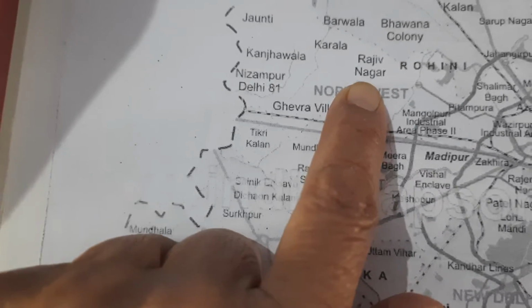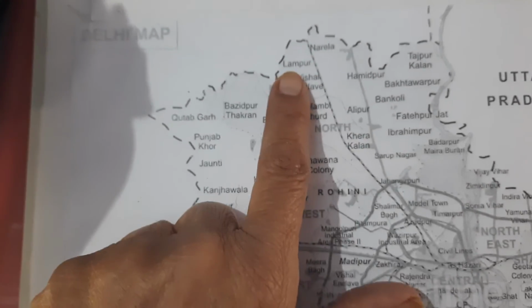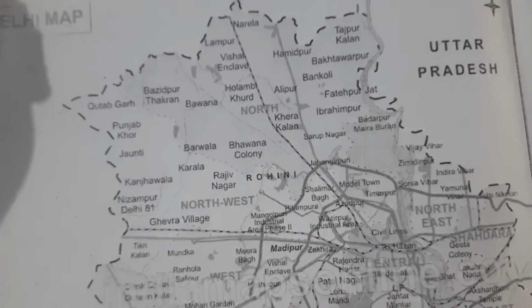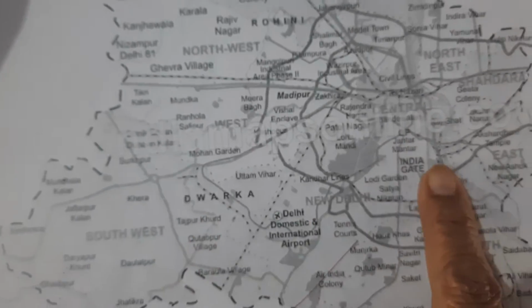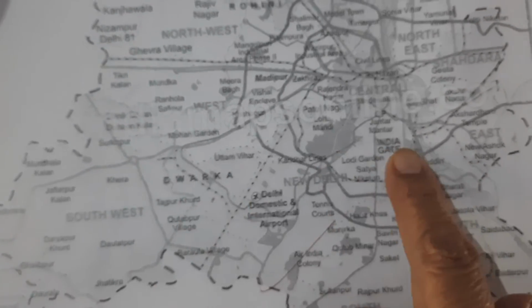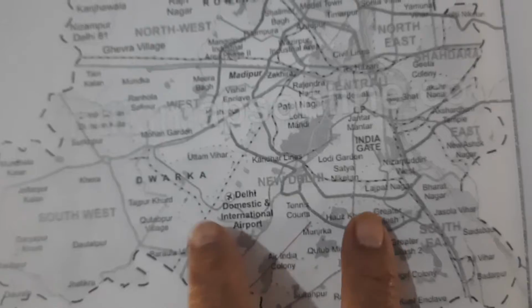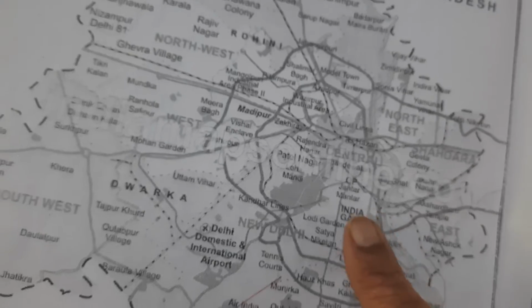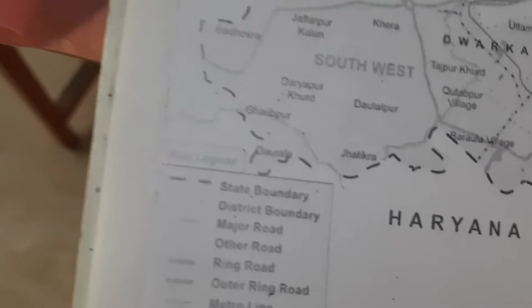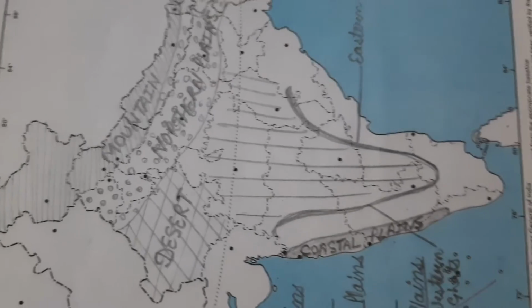ठीक है, कहाँ से कहाँ तक प्लेस है. Suppose this is Rajiv Nagar, and this is Narela, Lampur, Tajpur, nearby places, and here this is Dwarka, a very important place in Delhi. द्वारका से इंडिया गेट का कितना डिस्टेंस है, you can easily measure with the help of a centimeter scale, but this map is not according to the scale. In this way there are different types of boundaries, that is known as a cadastral map. Please keep it in mind for your viva also.